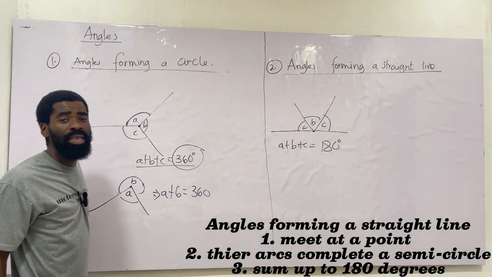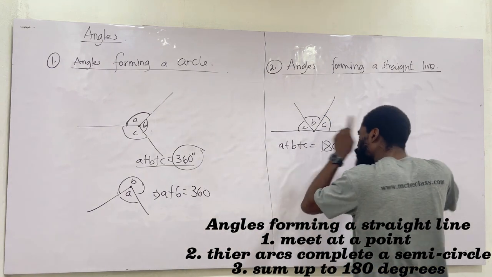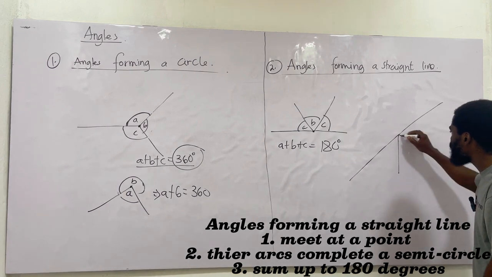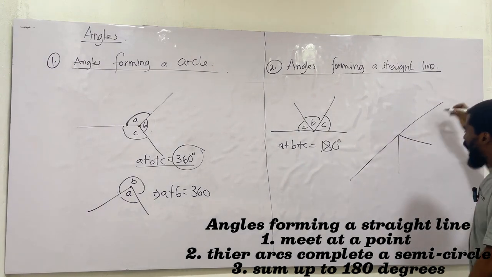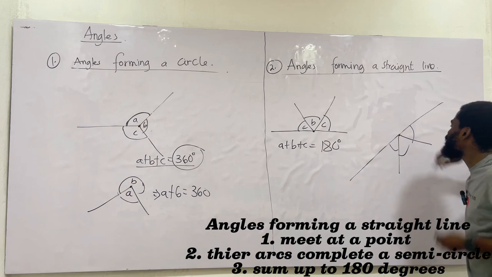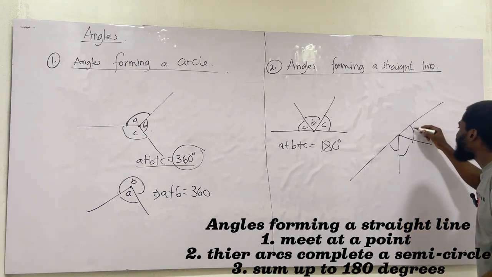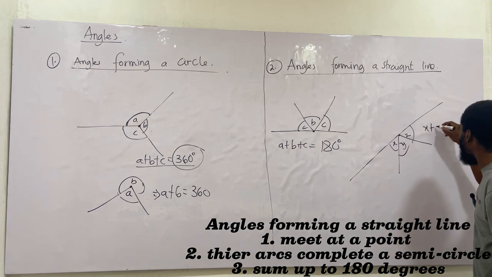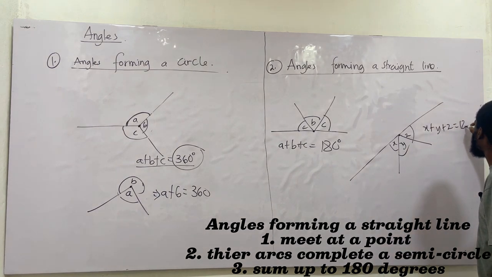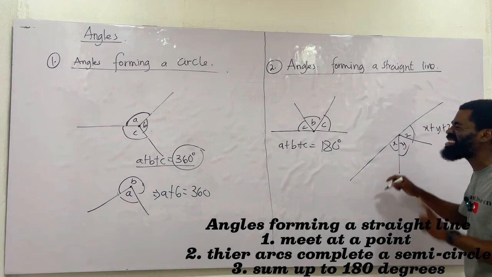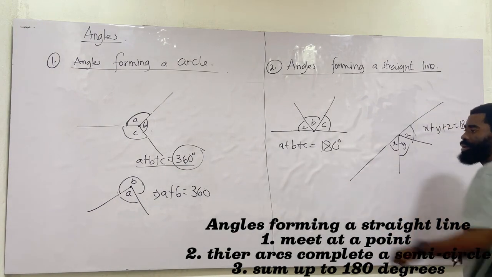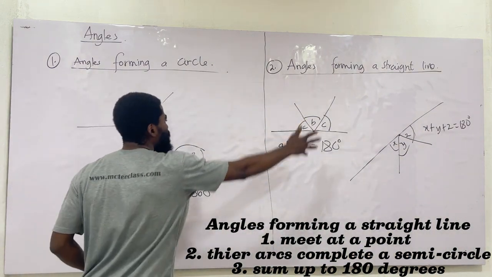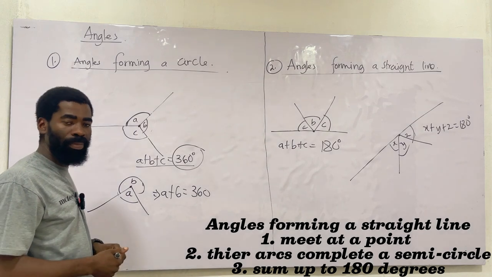Any straight line you see, once there are angles, don't look at the diagram. In the diagram or in the question, ask yourself: is this a straight line? Are they meeting at a point? Are their arcs giving me a semicircle? So if this is x, y, and z, then x plus y plus z must be equal to 180, because their arcs give half of a circle. But if the arcs can complete a circle, like I've said here, then why not use that?